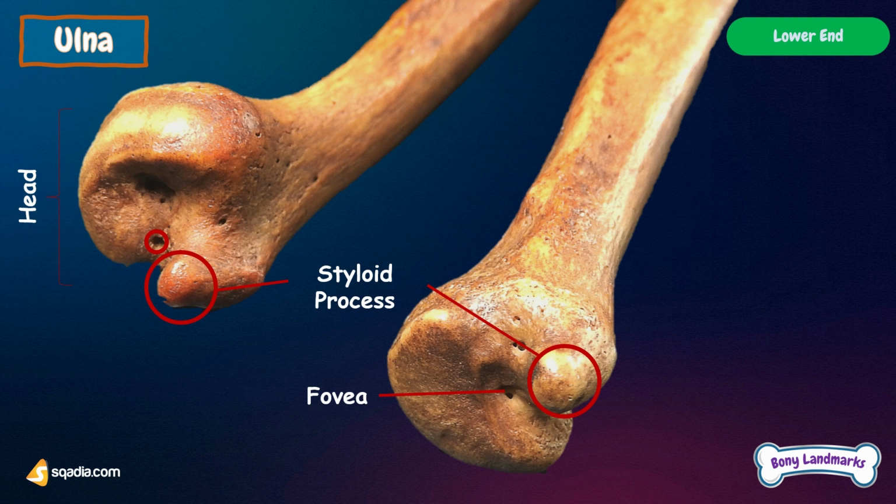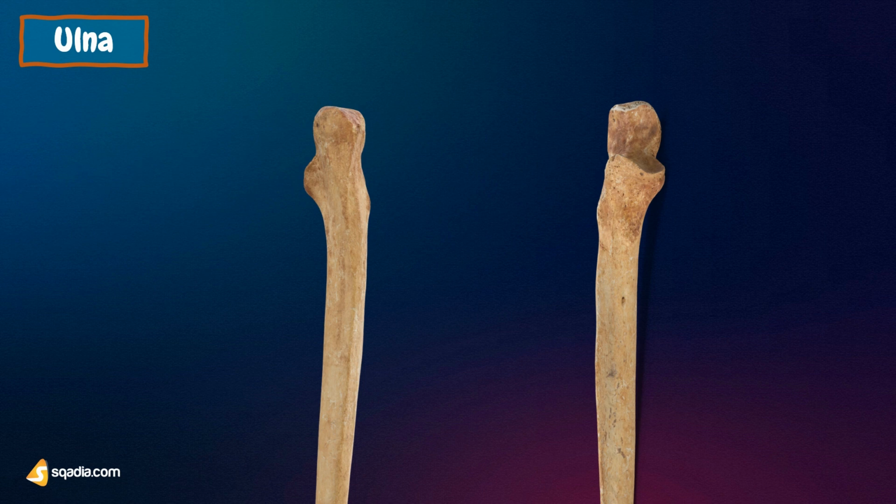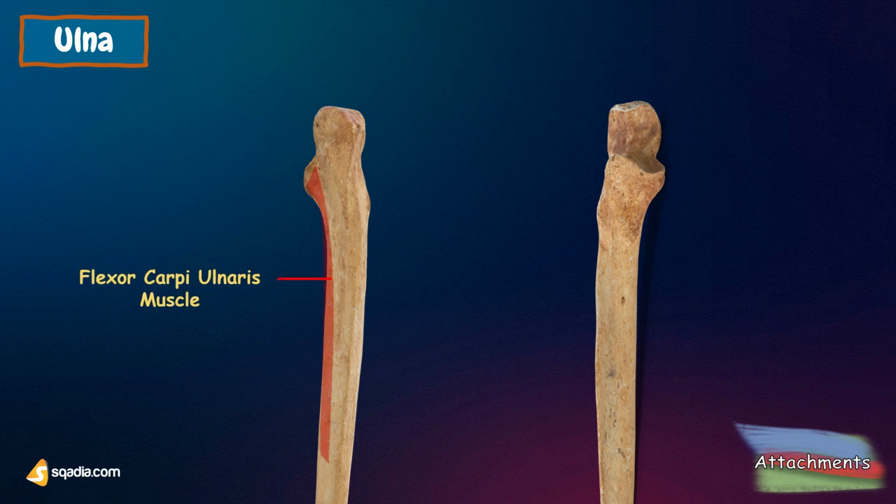The styloid process projects downwards from the posteromedial side of the lower end of the ulna. Posteriorly, between the head and the styloid process, there is a groove for the tendon of the extensor carpi ulnaris. That is all about the bony landmarks of the ulnar bone. Let's jump in and see which muscles are attached to this bone. Muscle attachments are particularly important to support the movement of the forearm. So let's have a look at these.